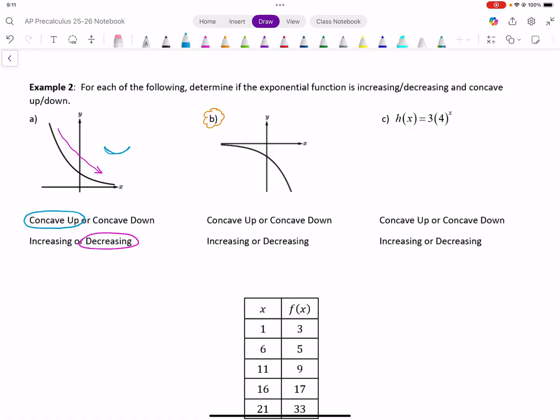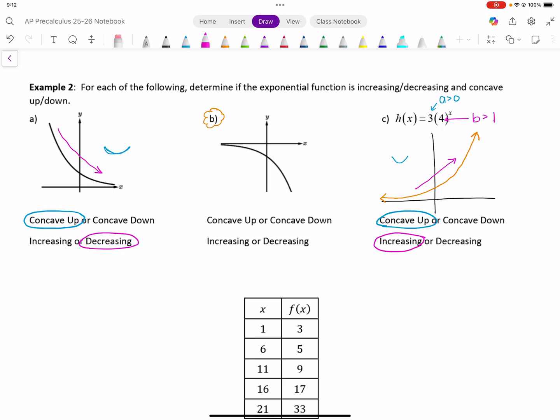So for C, we know A is greater than 0, which means our entire graph is going to lie above the x-axis. And then B is greater than 1, so we know it's going to be exponential growth. So we know our graph will look something like that, and then we can determine our concavity. So once again, this graph looks like part of a smile, so we are concave up. And then because A is greater than 0 and B is greater than 1, we are always increasing.